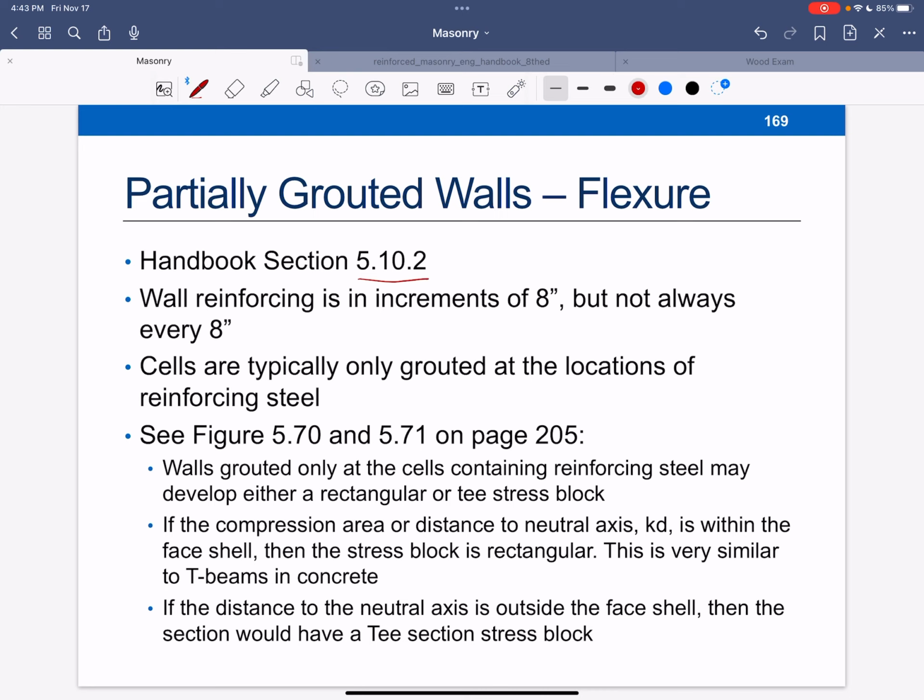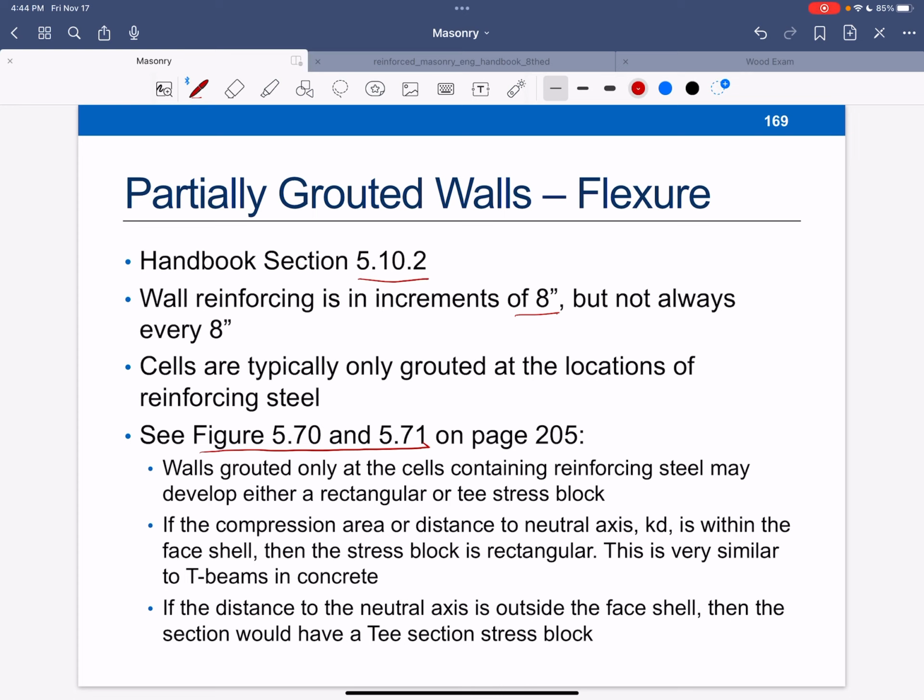Just like we did with our fully grouted wall sections, the bars will typically be in increments of 8 inches, right? So we did the one example at 24 inches. We're going to do a similar example, but use partially grouted walls on the next one. The cells are typically grouted at the locations of the steel. And then on the next page, I've actually got these two figures from the handbook on page 205.